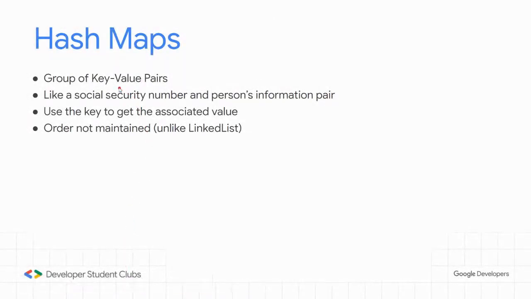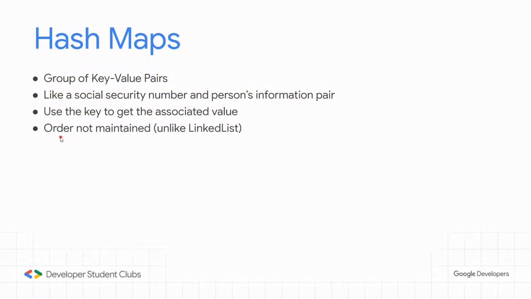A hash map is basically a group of key value pairs. Think of it like the social security number and the person's information. If you go to the social security office, I can give you the social security number, and in the official's computer, all the information linked with that key is given. All the information is the value, and the social security number is the key. So we have these key value pairs. That's basically what a hash map is. Whenever you want to get some value, use the key to get that value.